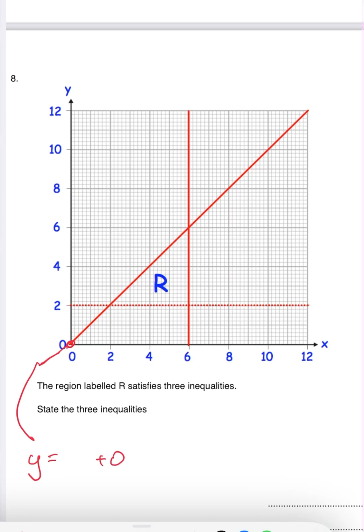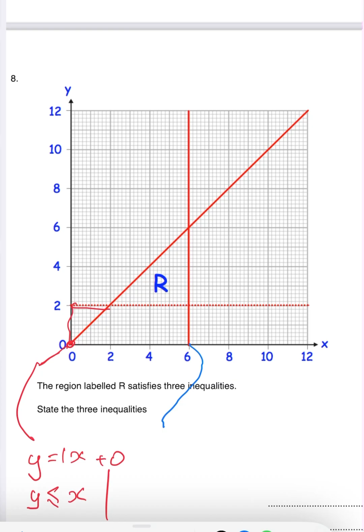And what's the slope? Well, if I go up 2 and I go across 2, then our slope, we can see, is 2 over 2, which is just 1. And so it's 1x. That simplifies to y equals x. It's a solid line, which means that the region R is below it. So that means that y is less than or equal to x. That's our first one. What's our second one? So let's choose this one here.